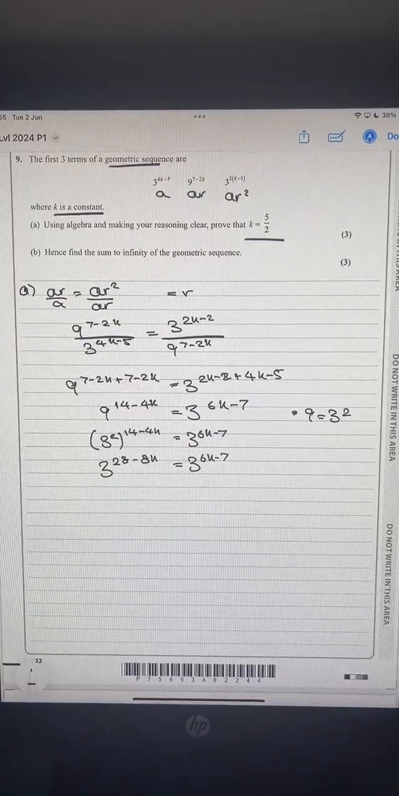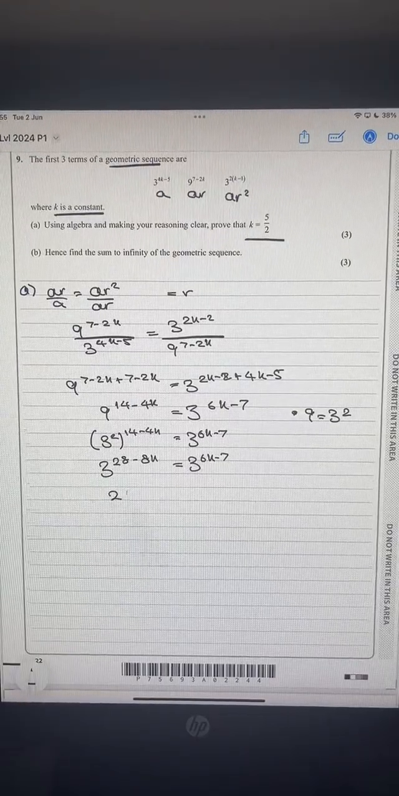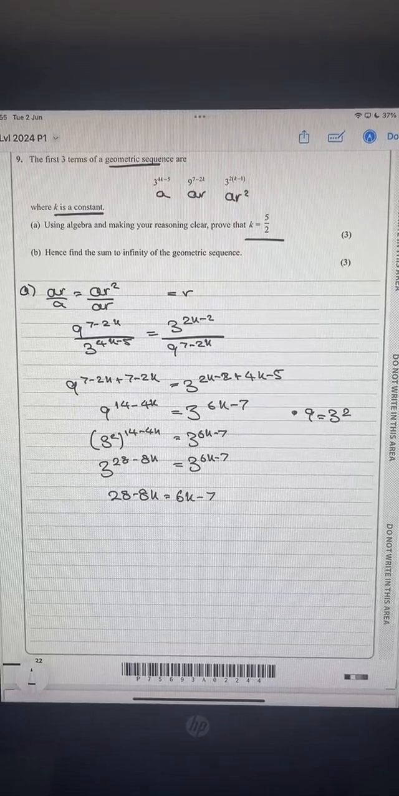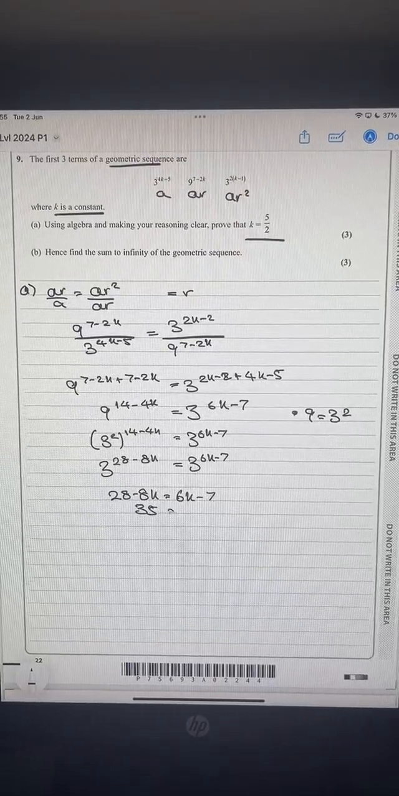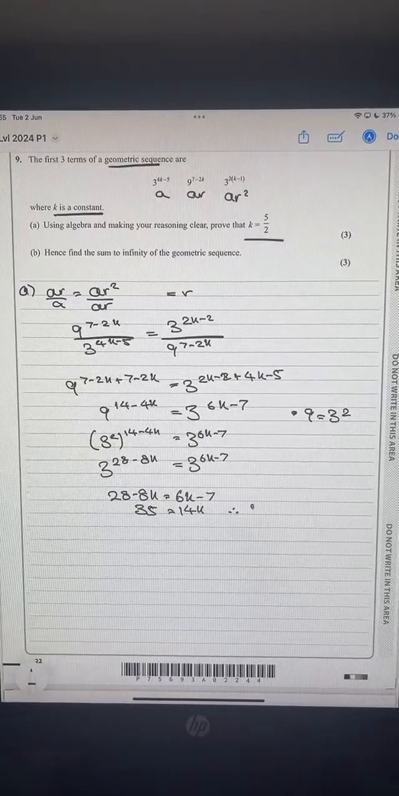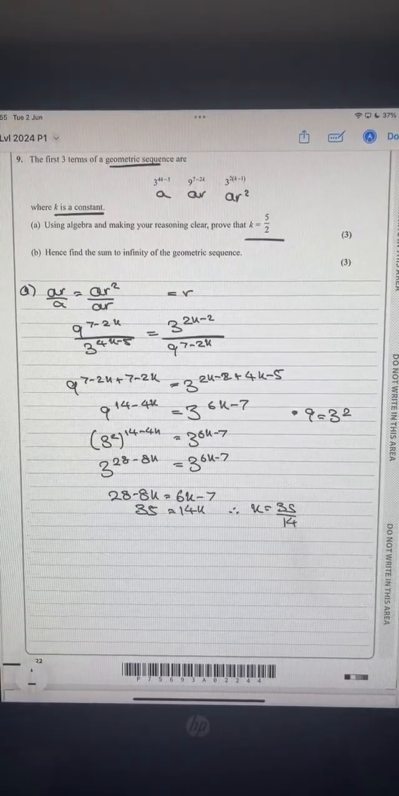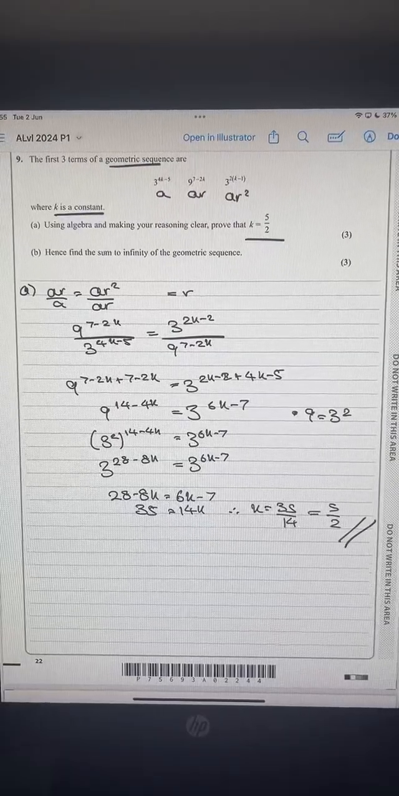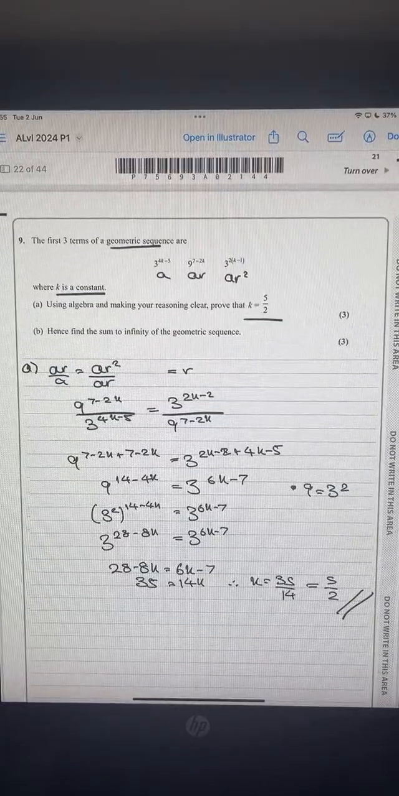And now if I take log base 3 of both sides, or literally just look at the numbers in my powers, I've got 28 minus 8k is equal to 6k minus 7. If I solve this, I have 35 is equal to 14k. Therefore, k is equal to 35 over 14, which is equal to 5 over 2. And that is exactly what I wanted. So that is 3 marks in the bag.